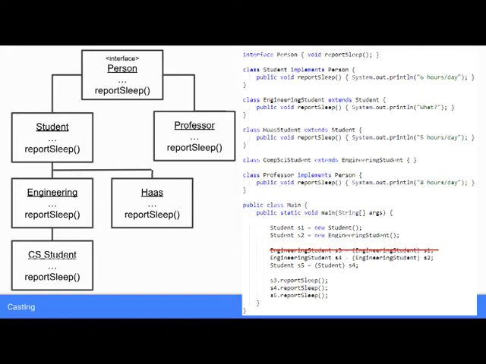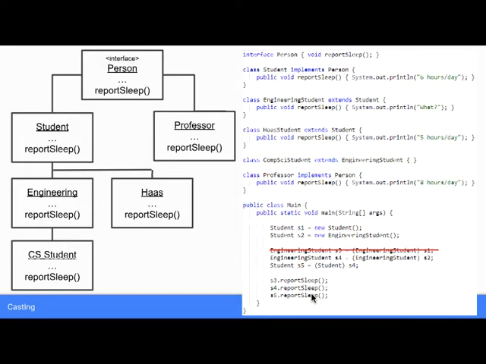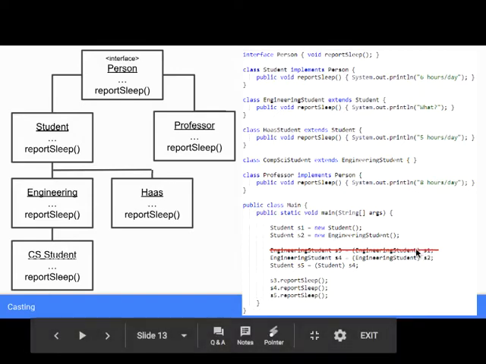So for these next 5 minutes, I want you guys to think about S4.reportSleep and S5.reportSleep. These are pretty challenging in my opinion. Yes? It's because the static type of S1 is student.